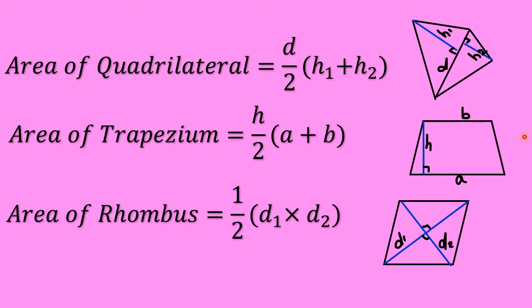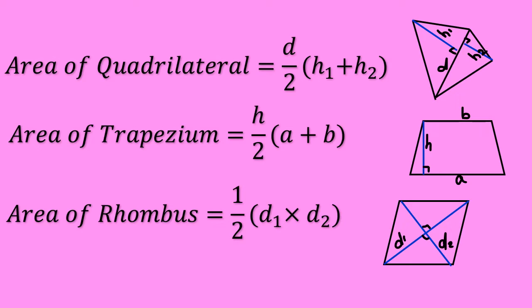Now, the area of a trapezium is h by 2 into a plus b, where a and b are the parallel sides of the trapezium and h is the perpendicular distance between them, or the height of the trapezium. The area of a rhombus is half d1 into d2, half of the product of its diagonals.